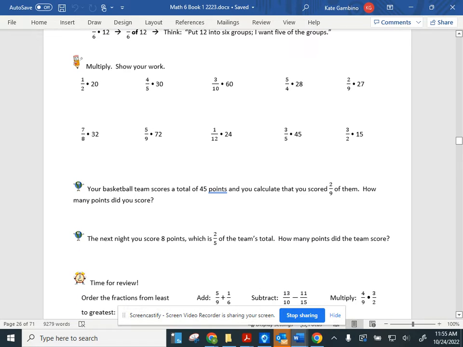So multiply, show your work, do not just give me an answer.